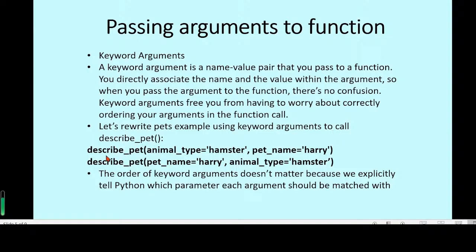So we can also call this function. Then in the parentheses we write key value pairs. So you can write any order if you input the key value pairs. And we can also call the pet name first, Harry, and animal type second. It's correct. So the order of keyword arguments doesn't matter because we explicitly tell Python which parameter each argument should be matched with.